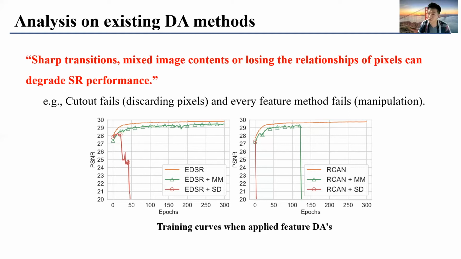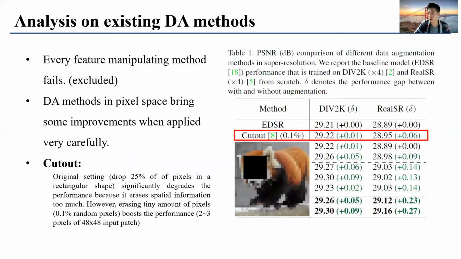Actually, it is quite intuitive because in low level vision, the spatial relationship is so important. So when you are manipulating the spatial information significantly, it is quite detrimental for the end performance. But what I also found is that, unlike feature domain perturbation, if you carefully tune the spatial domain data augmentation method, you can bring at least some improvements when applied carefully.